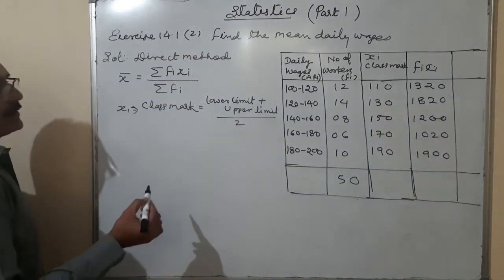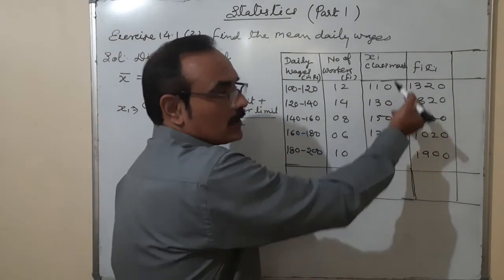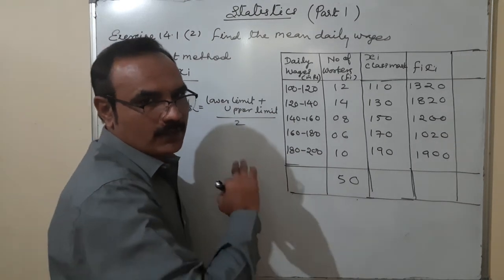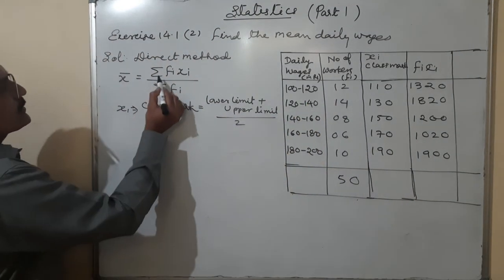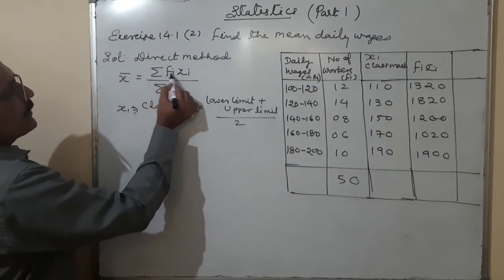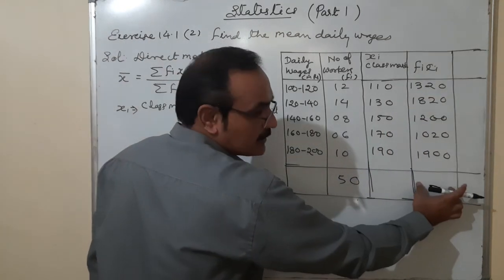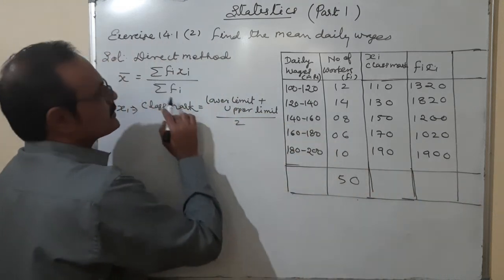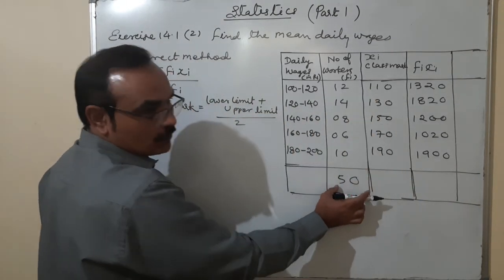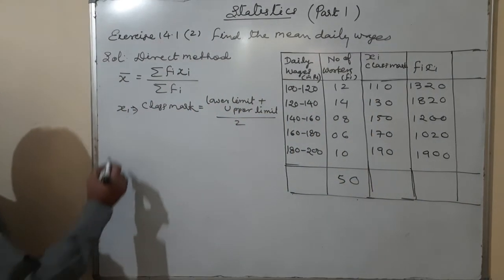And after that, you have to see which columns we are going to add. Unnecessarily, we are not going to add all the columns. One is summation fi xi, that means this column, fi xi, is to be added. This is the meaning of summation. And one is summation fi, which is already added. Okay.